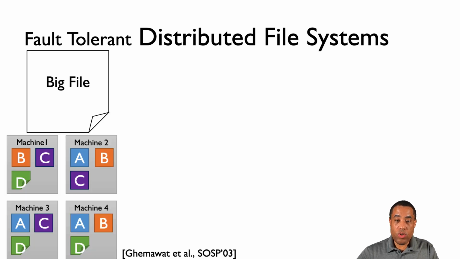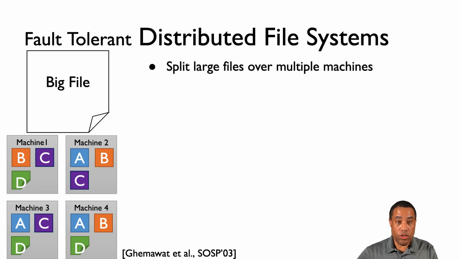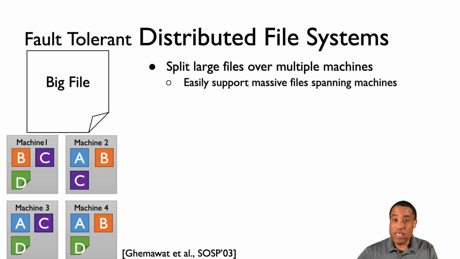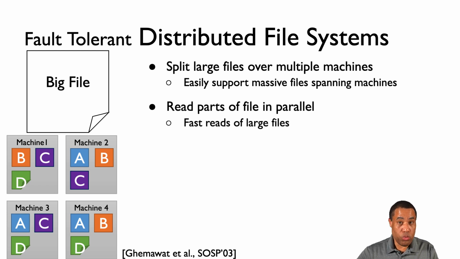Okay, so now we've split our large file across multiple machines, and we can easily support files that are massive. Right? These files could be terabytes or larger in size. We can read, as I said earlier, parts of the file in parallel. So we can read B on machine 1 while we're reading A on machine 2 and while we're reading C on machine 3 and D on machine 4. But we can also read parts of A simultaneously on machine 2, machine 3, and machine 4. So this means we'll have very fast reads even for very large files.